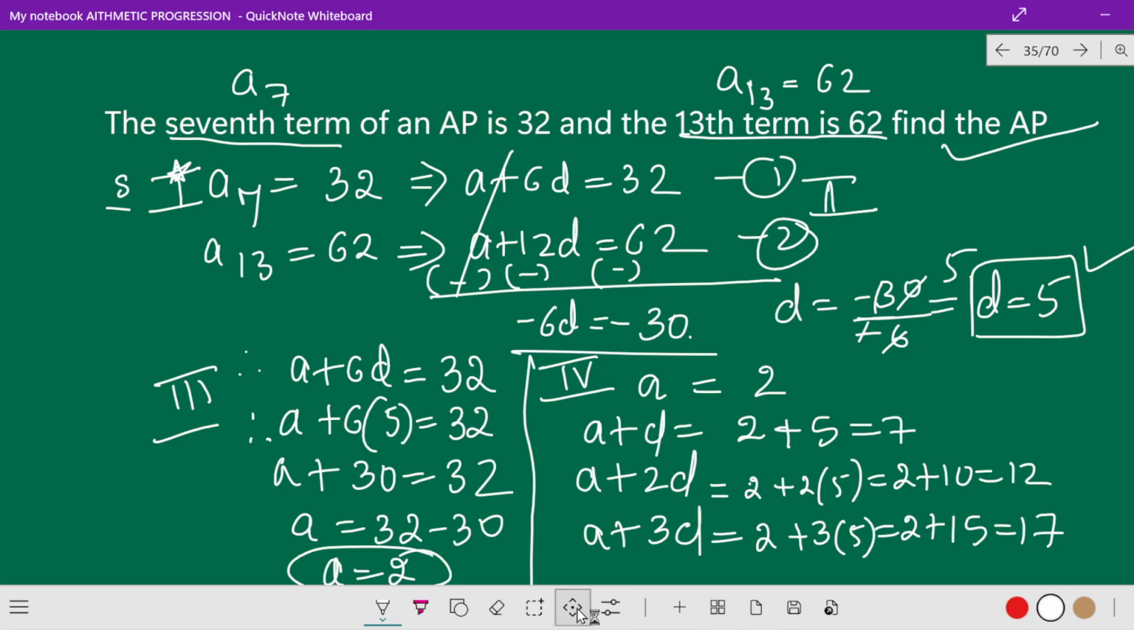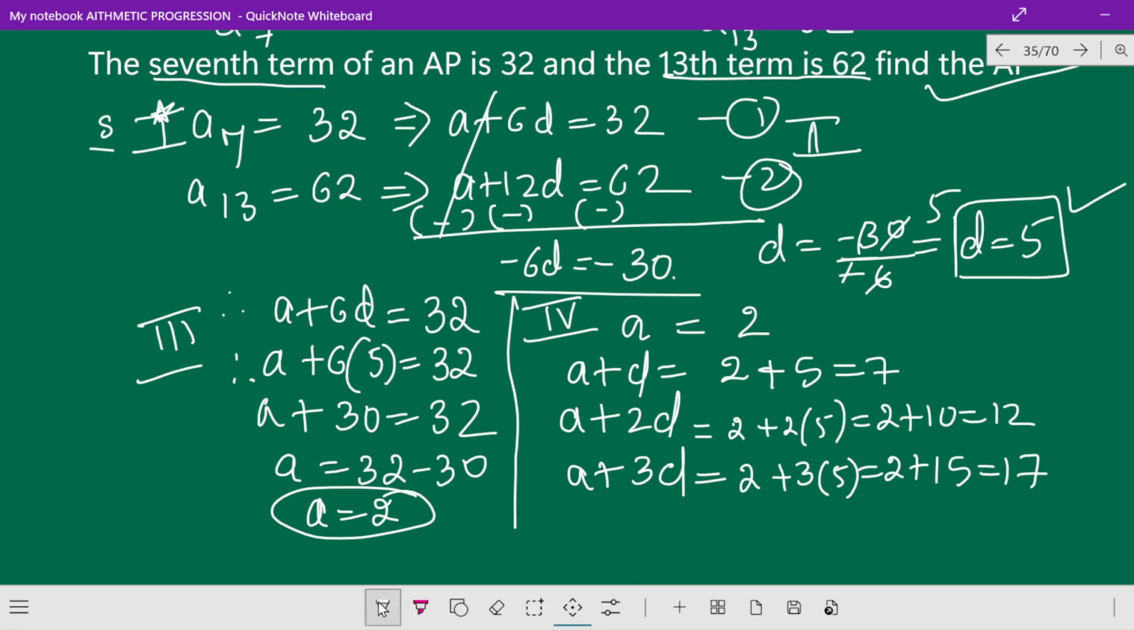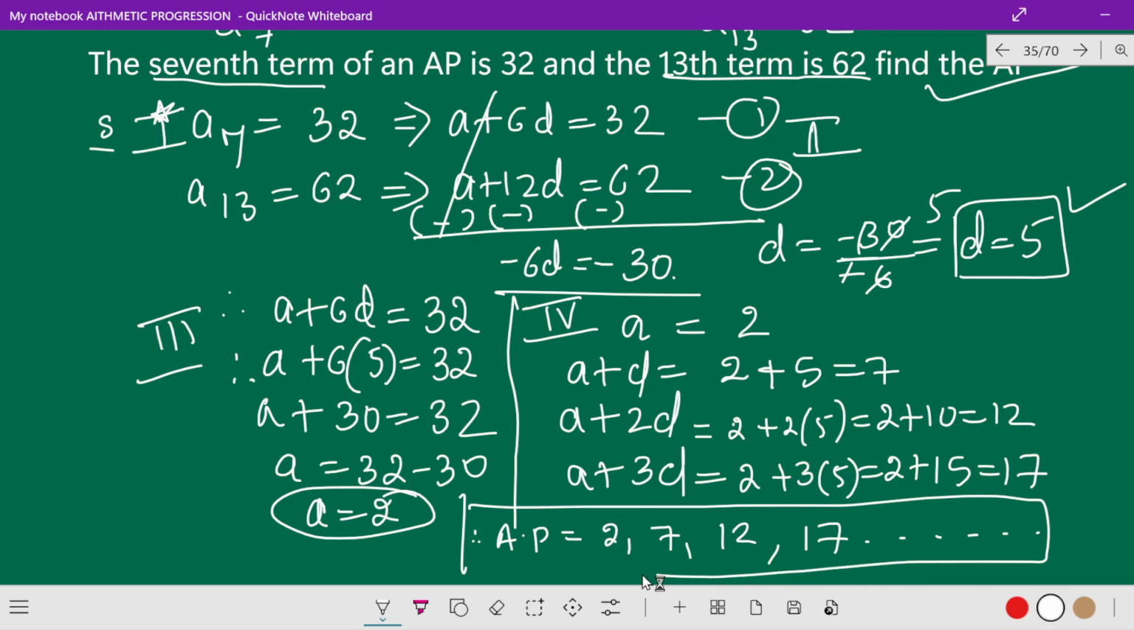So here we have created an AP. Therefore, the AP is 2, 7, 12, 17, and so on. This is our final answer.